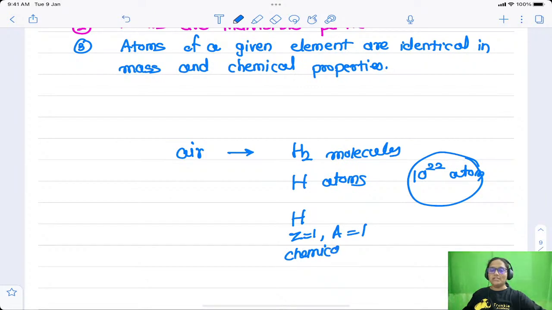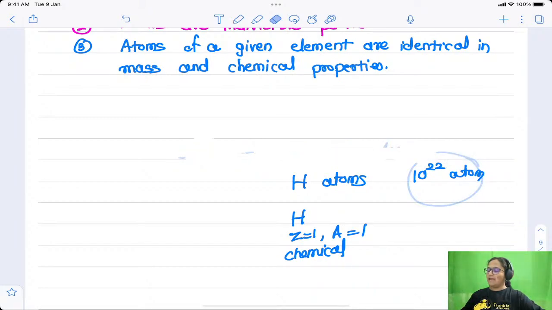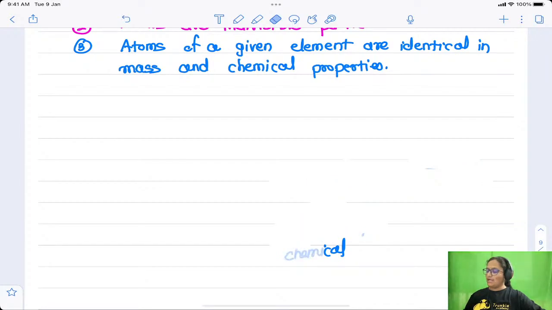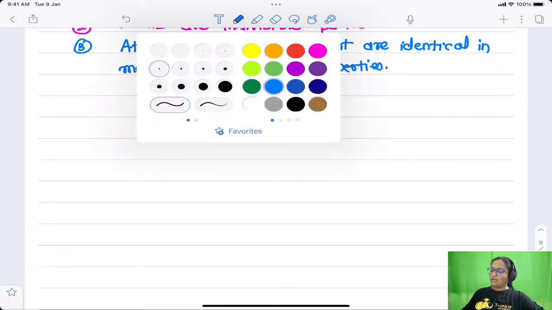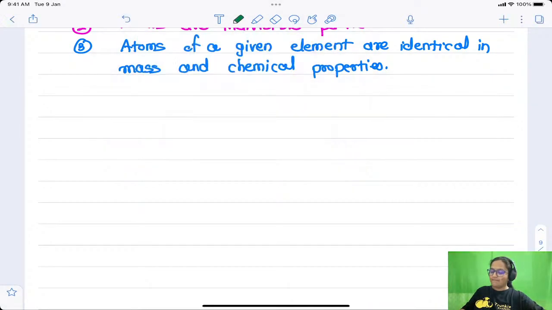Same chemical properties means what? All their reactions will be the same. If it is an atom of hydrogen, then its properties will be the same. It is not like one atom of hydrogen shows one property and another atom shows another property. No, all the atoms of the same element will always show the same property. That is this postulate. Then the fourth postulate I will write down.